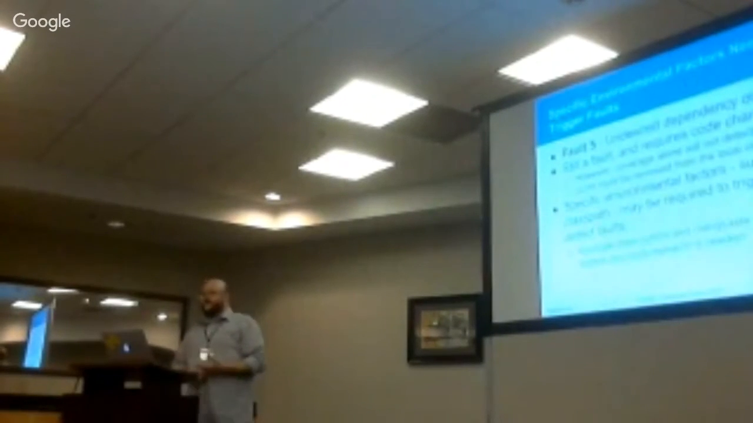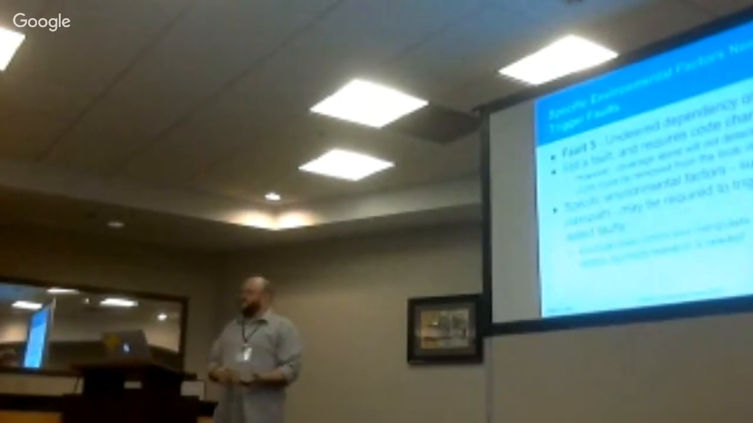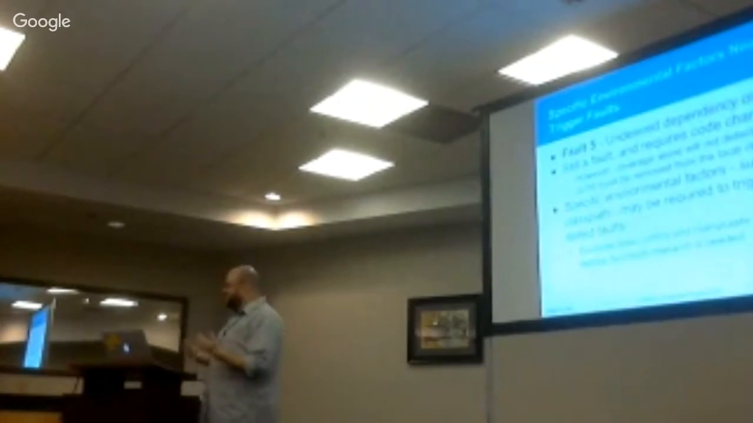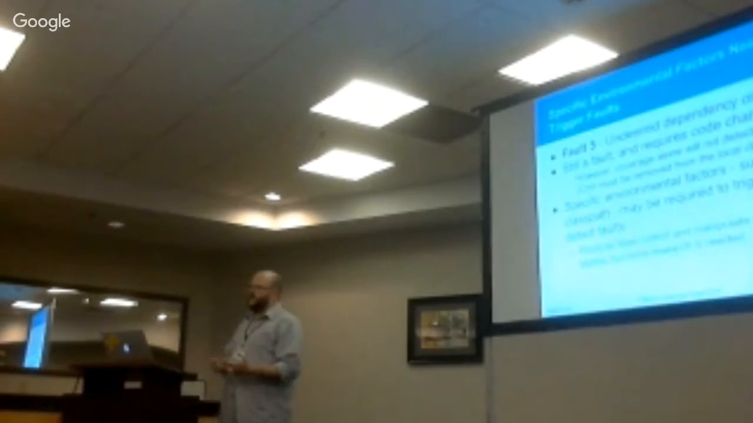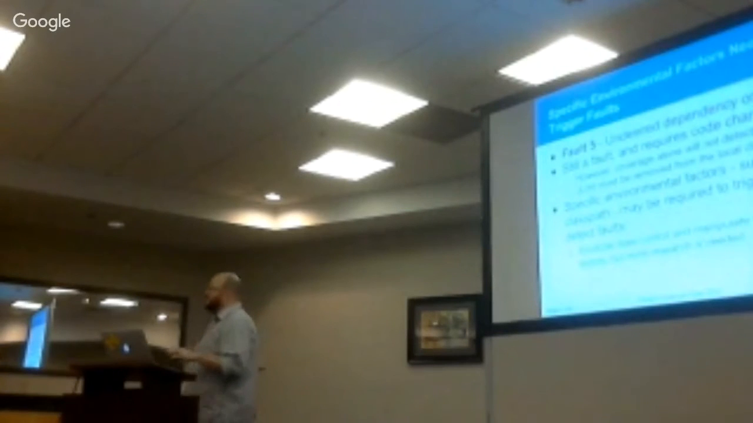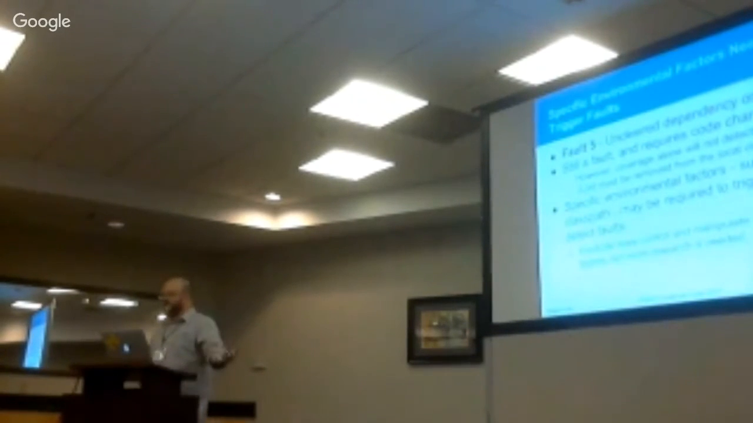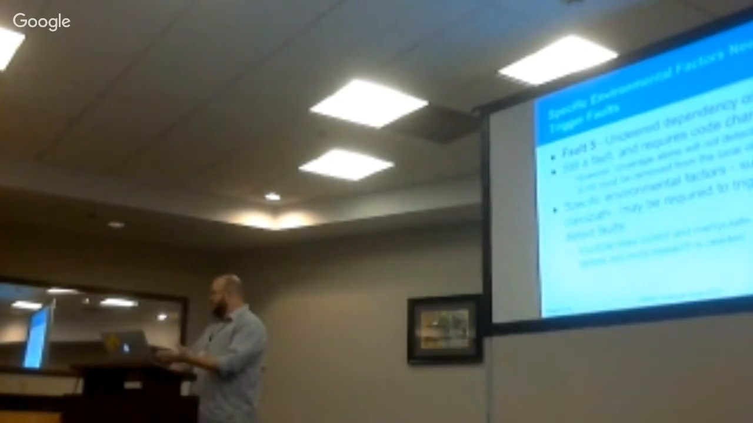Now, fault number 5 revolves around undesired dependencies on the data. This is a fault, and fixes for it require clear communication in the system. However, coverage of this code will not reveal the fault. Really, it is only detected when data is removed from the password. So this is an example of a fault that depends on environmental factors.